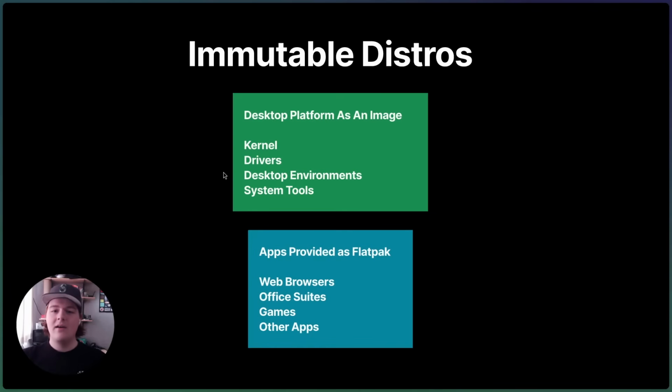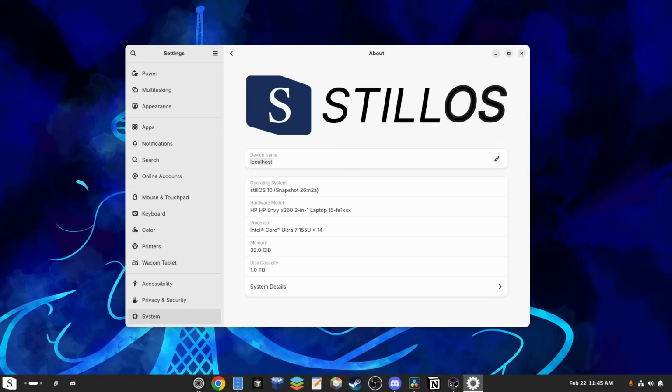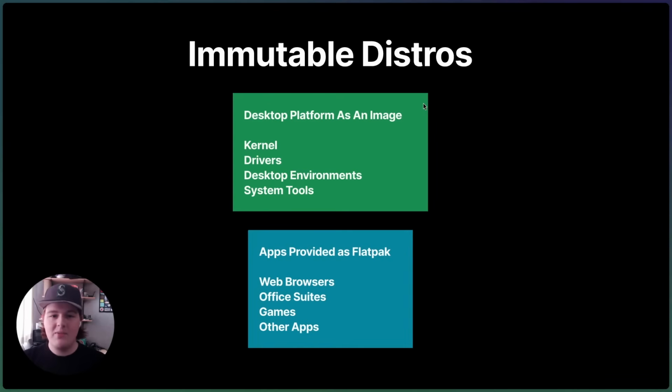Additionally, this has created whole new concepts in the Linux space, such as immutable distros. So I'm building an immutable distro myself called StillOS, and what I am able to do is package the entire base desktop platform as one singular image. And when you update the system, the whole image is able to update. And this prevents any package manager dependency issues that could occur through dependency conflicts, things like that. But because there's no package manager and it's all an image-based approach, apps are all provided through Flatpak.